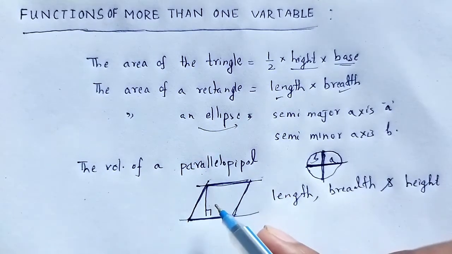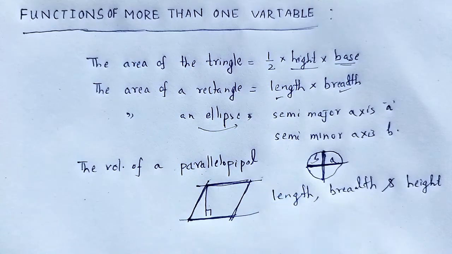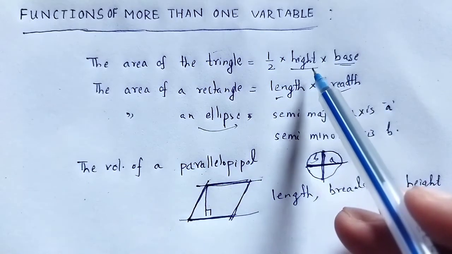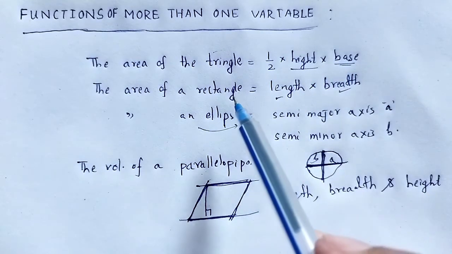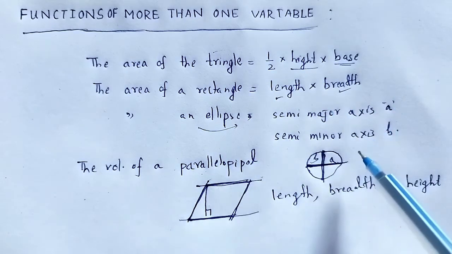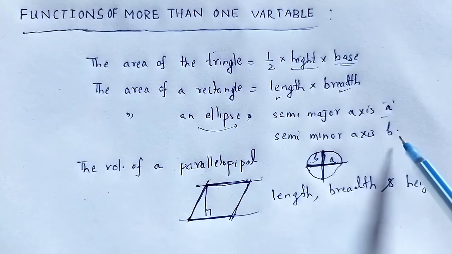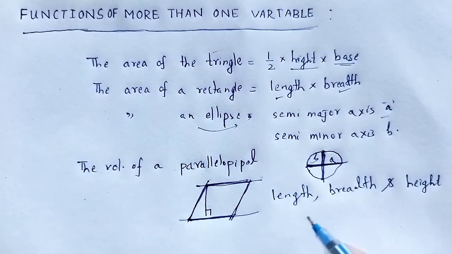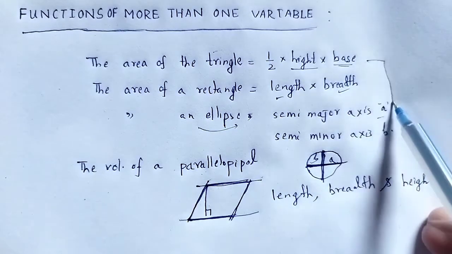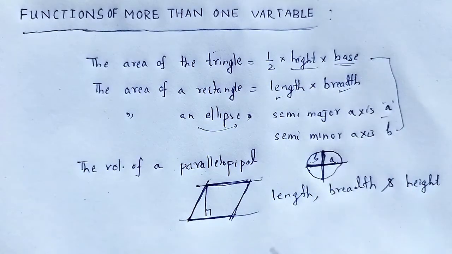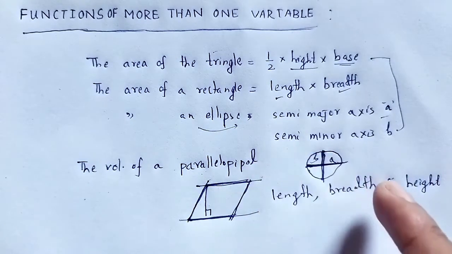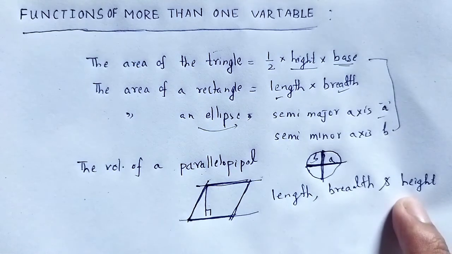These are the examples. Look at it in a very careful manner. The area of a triangle depends upon two quantities, height and base, and in a similar way the area of a rectangle, length and breadth, and the ellipse, semi-major axis small a and semi-minor axis small b, and the volume of a parallelepiped, length, breadth and height. In the first three cases the dependence is on two quantities, and in that particular case, the parallelepiped, the volume depends upon three quantities.